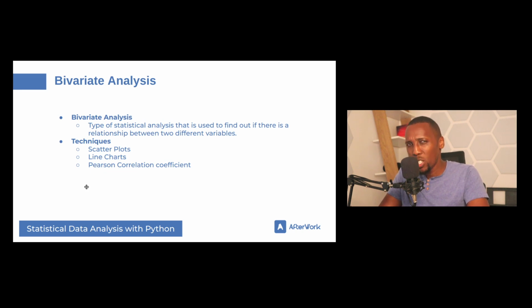Now, bivariate analysis, on the other hand, is a type of analysis that allows us to understand the relationship between just two different variables. We can use techniques such as building scatter plots or line charts to understand how one variable changes with respect to the other. Or we could even calculate what is called a Pearson correlation coefficient, which is generally a numeric figure that usually lies between -1 and +1.